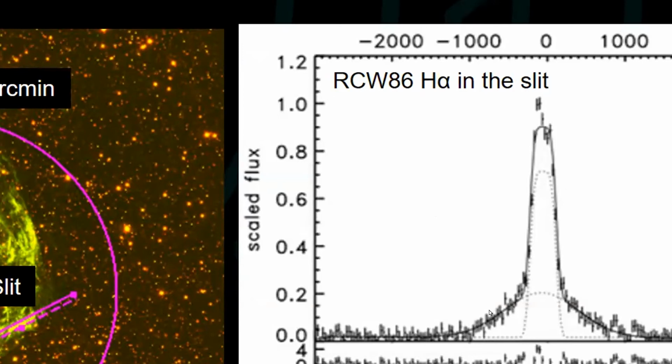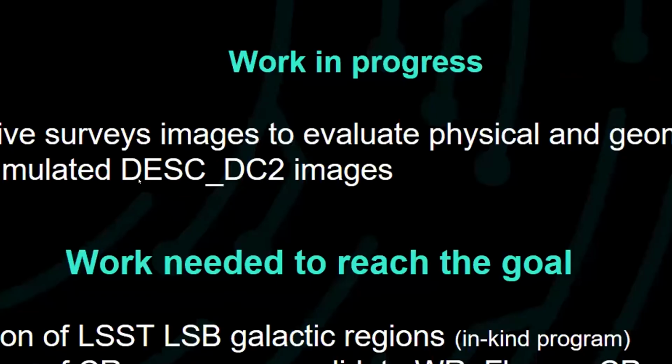We obtain a wide H alpha profile that can be explained by charge exchange between shock-accelerated protons and the steady hydrogen of the diffuse regions. We are now working on archive images to evaluate physical and geometrical constraints, and we are beginning testing on the simulated images of DP0, and future work will be on the automatic detection of diffuse regions and sources.